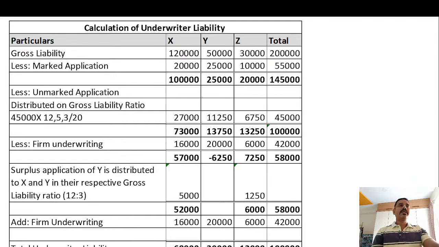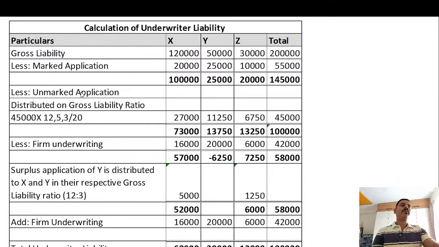Calculation of underwriter's liability. Particulars X, Y, Z, total. So total gross liability is given in the problem, that is 1,20,000 in the name of X. Y has taken 50,000 liability. Z has taken 30,000 liability. Less marked applications. Marked applications are also given in the problem. First we have to enter gross liability less marked applications: 20,000 X, Y 25,000, Z 10,000. So next we will have 1,25,000 and 20,000, total 1,45,000.